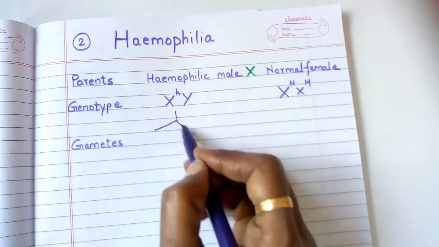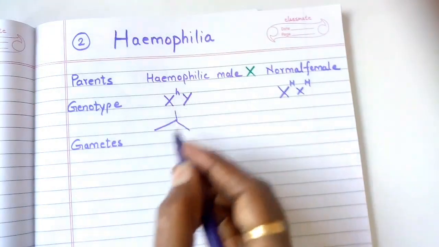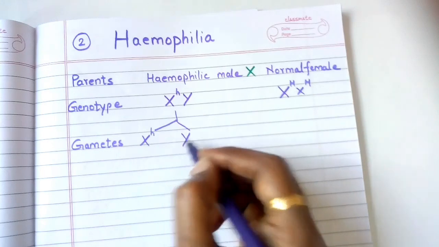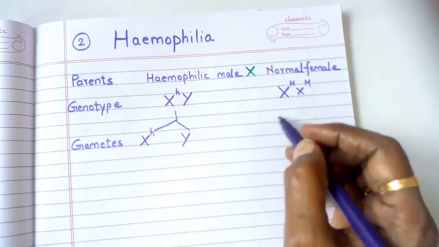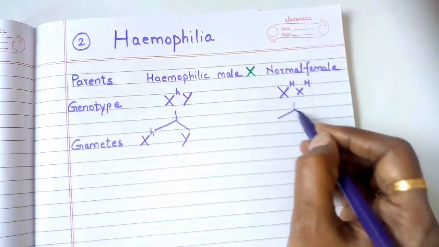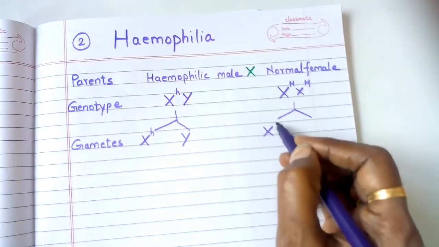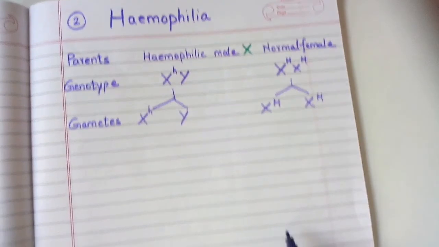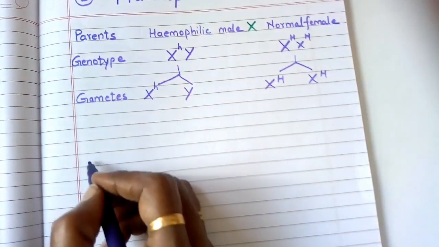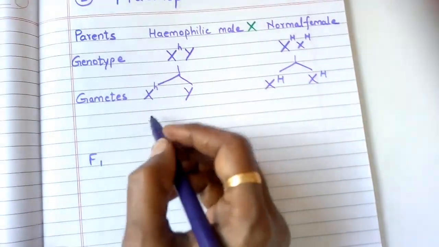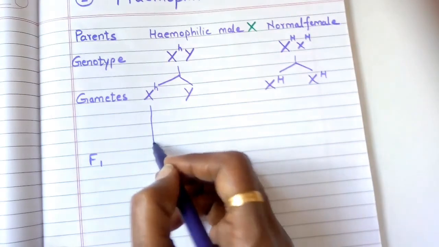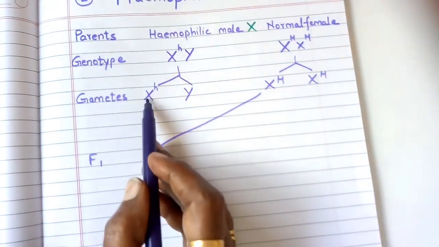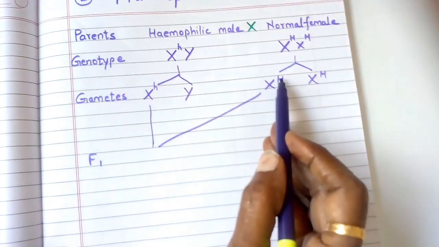Gametes: their gametes will be X small h and Y chromosome. The female's gametes are the same, so she will produce similar gametes: X capital H and X capital H. The next process is fusion of male and female gametes. So we have to cross this with this one, so it will become X small h and X capital H.